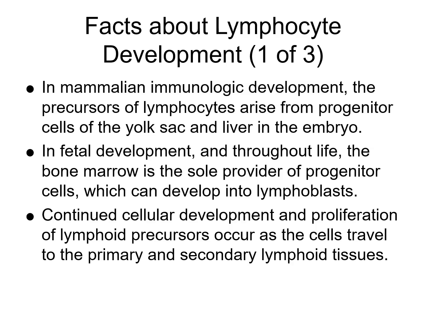After formation in the bone marrow, lymphoid precursor cells continue to develop and multiply. This development occurs as the cells migrate to lymphoid tissues. Our two main categories of lymphoid tissues are primary and secondary lymphoid tissues. Primary lymphoid tissues are sites where lymphocytes develop and mature. Secondary lymphoid tissues are sites where lymphocytes encounter antigens and initiate immune responses.